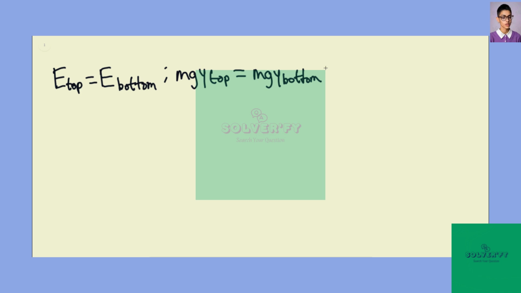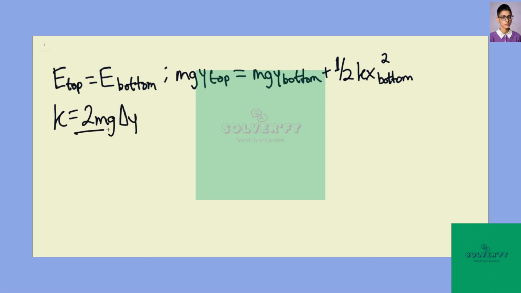So here we're going to say that the energy at the top is equal to the energy at the bottom due to the law of conservation of energy. Therefore, mgy at the top will be equal to mgy at the bottom plus 1/2 k x of the bottom squared. And at this point, to find k is going to be equal to 2mg delta y divided by x at the bottom squared. And we can solve.